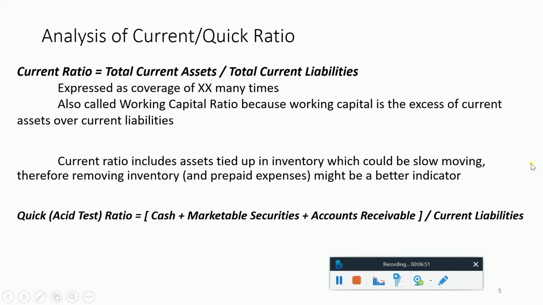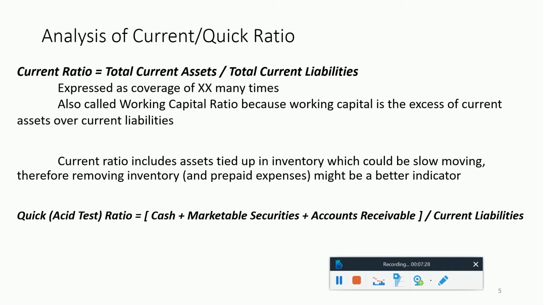So if we take a look for a minute at what the current ratio is, it is expressed as a coverage of X amount of times. And it's calculated very easily. You're going to take your total current assets divided by your total current liabilities, and both of those subtotals should be on the face of your balance sheet. Sometimes you may also hear it referred to as the working capital ratio because working capital, the definition of working capital, is the excess of current assets over current liabilities.